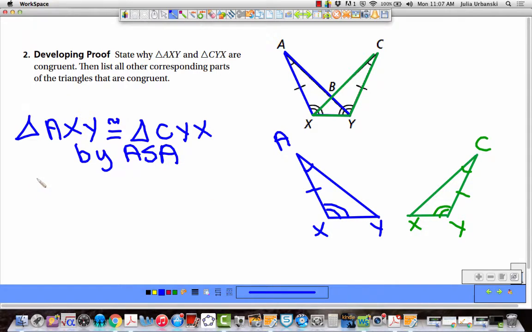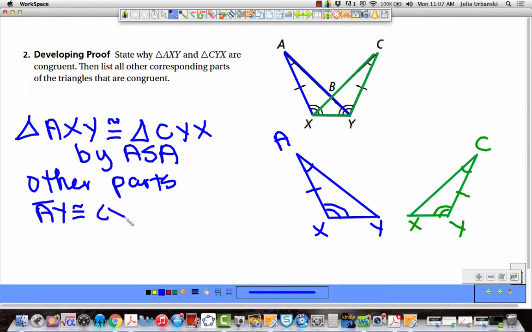Alright, the last thing we have to do is find the other corresponding parts. So when they ask you a question like this for your homework or for whenever, look at it now and don't write anything that has already been marked. Find things that have not been marked yet, like AY. AY would be congruent to which segment? XC. Yes. And when it's two letters, the order doesn't matter. AY can be congruent to CX or to XC.